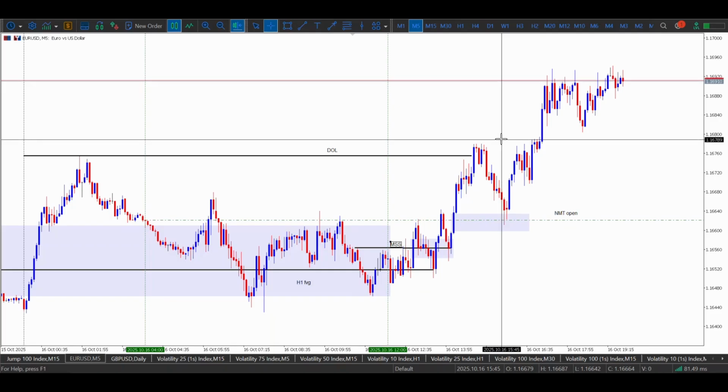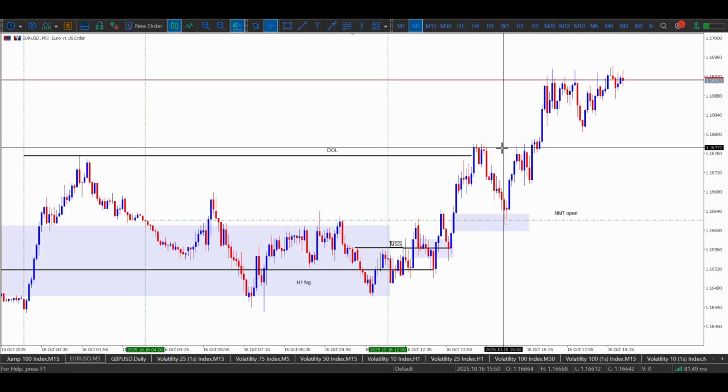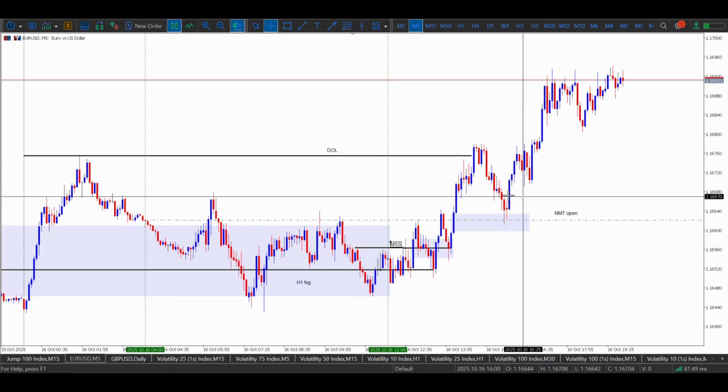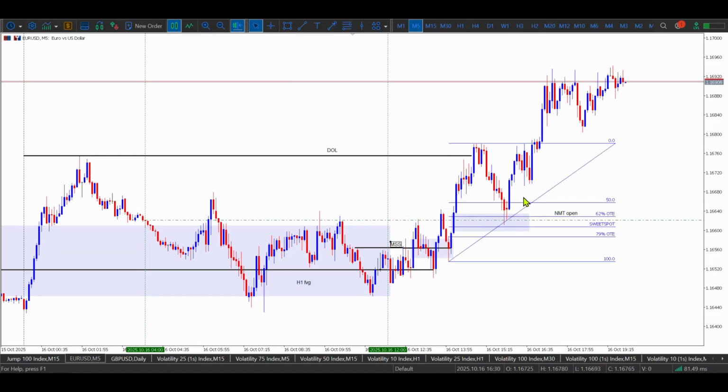Okay, London close, nice buy. You missed this one, this buy, you have fair value gap here, you can take a trade up there, protect below the candle bodies here. Nice push to the upside.